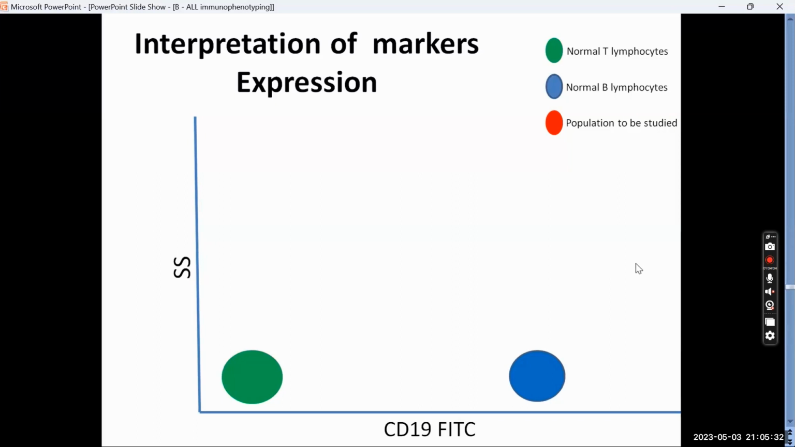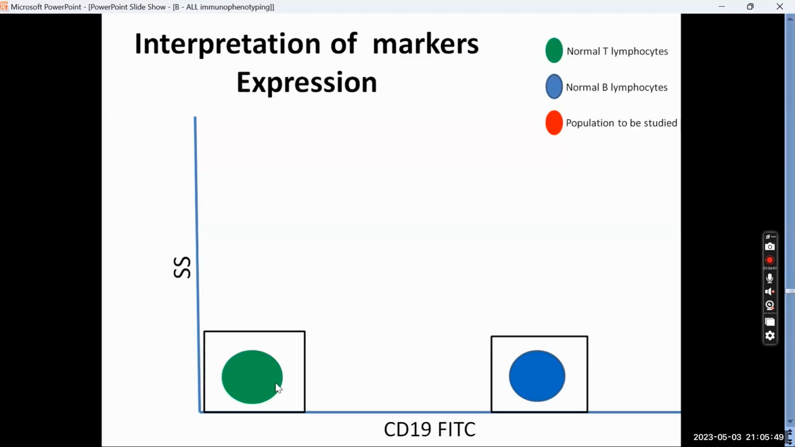Again, I'm explaining it. See what is moderate and what is bright. I have two normal internal controls here. Since CD19 has been selected as the example, this is the normal B cells and this is the normal T cells.